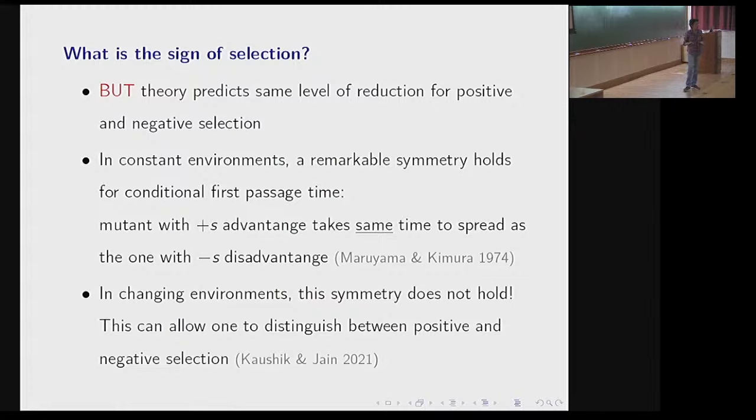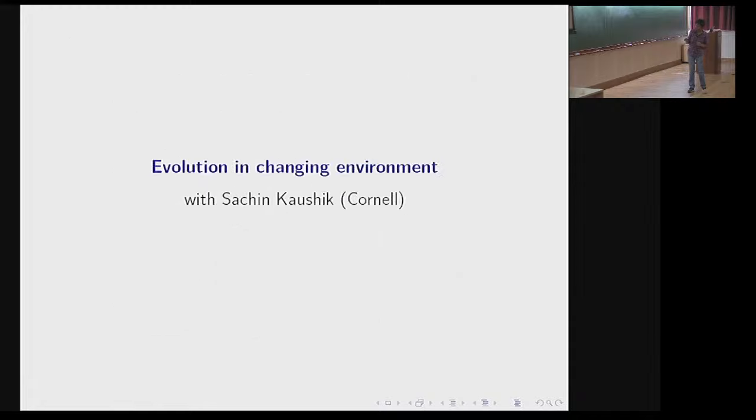So our contribution is to say that you're assuming that the environment remained constant, like in the Lenski experiment. If you allow the environment to change, we find by analysis of a Fokker-Planck equation that this symmetry does not hold, which means you will see different levels of reduction, and that could help one to distinguish between positive and negative selection. So let me just elaborate in like 5 minutes on that last point. This is work done with my former PhD student, Sachin Kaushik, who is now a postdoc at Cornell.